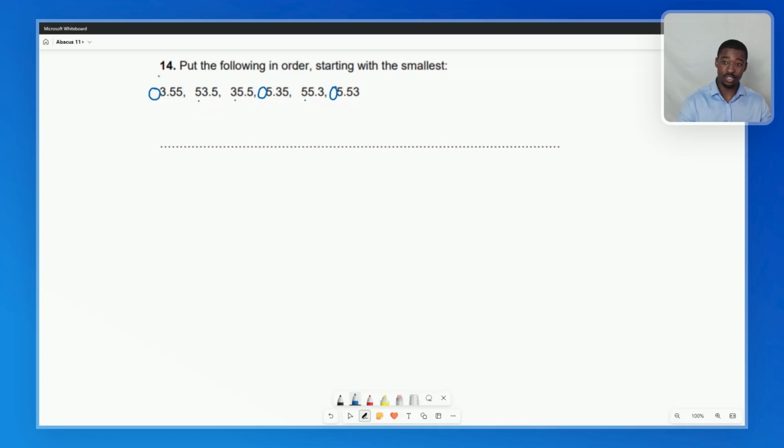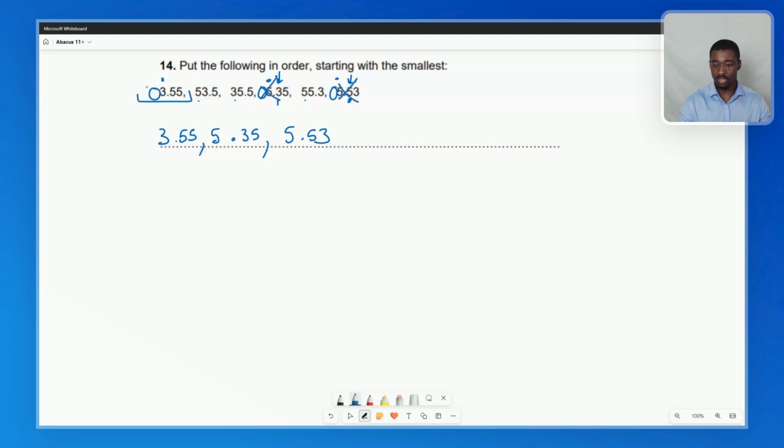So now let's move to the units column. Here we have 3, then we have 5, then we have 5. Okay, so smallest is going to be this one here with the 3 as a unit. We don't need to look any further to the right-hand side. So smallest, 3.55. Now let's look to these two ones that have 5 in the units column. We have 5.35 and 5.53. Well, in this tenths column, 3 is smaller than 5. 3 tenths is smaller than 5 tenths. And therefore, this is the next smallest number, followed by this one.